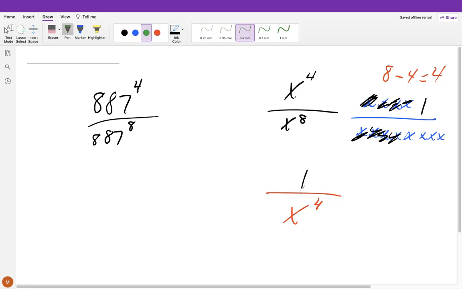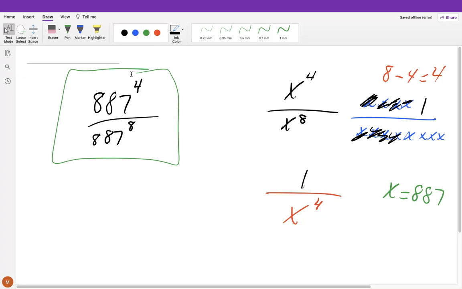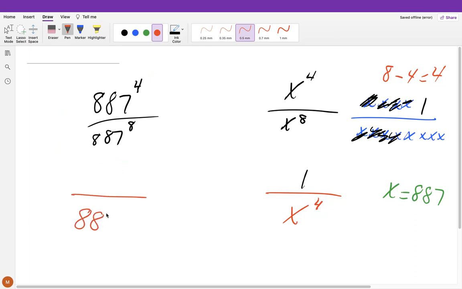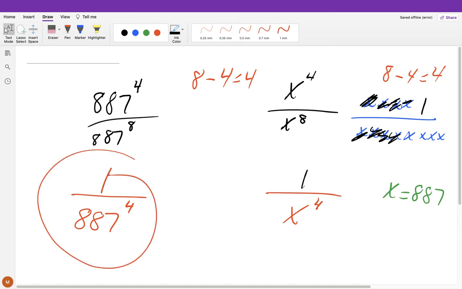And x represents a number. X can represent any number that we want. So if I said x is equal to 887, well, that will bring us back to this original problem that we had of 887 over 4. So from here, since I had more in my denominator, I know it's going to end up in my denominator. 8 minus 4 gives me 4. So I'm going to be left with a power of 4. And as we talked about here, when we cancel everything out, we're still left with 1 in our numerator. So it'll be 1 over 887 to the 4th power.